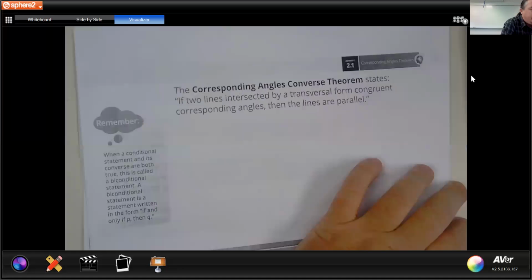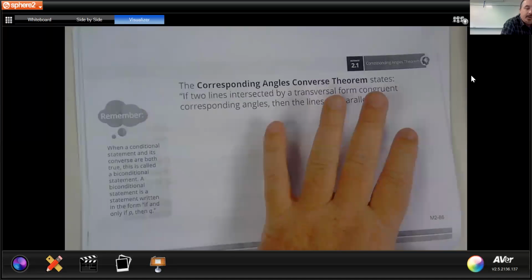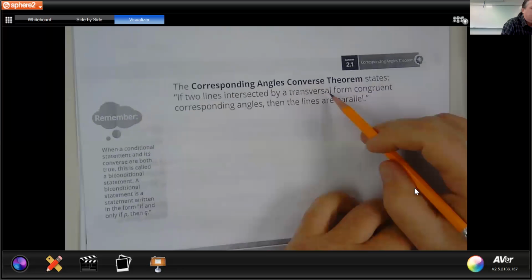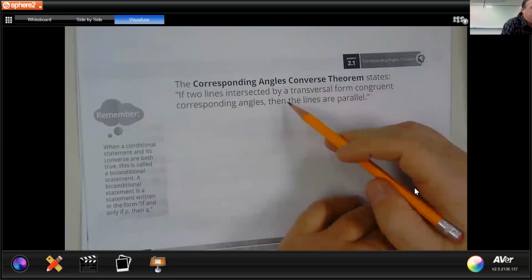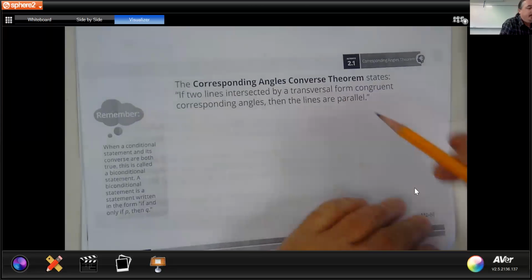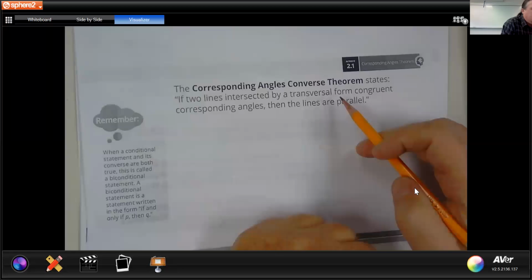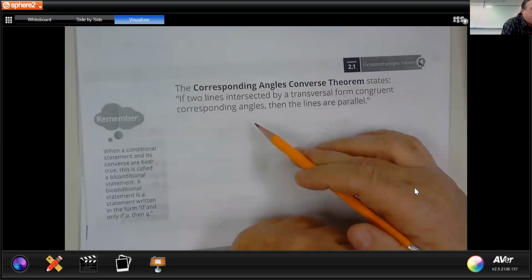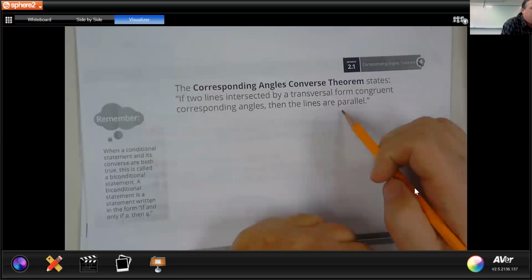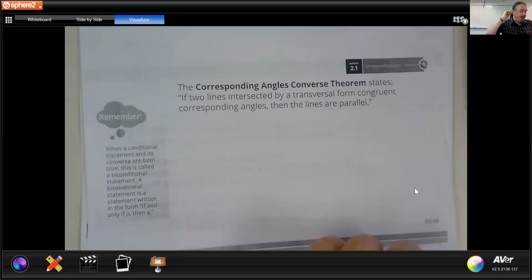Angle converse theorem. And what we're basically doing is we're taking the hypothesis of the corresponding angle theorem and we are flipping it around. The corresponding converse theorem states that if two lines intersected by a transversal form congruent corresponding angles, then the lines are parallel. So if you can show that the corresponding angles are congruent, and you prove that, you can also use that to prove that the lines are parallel.